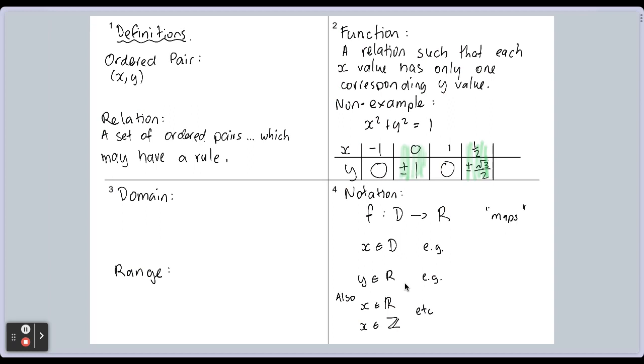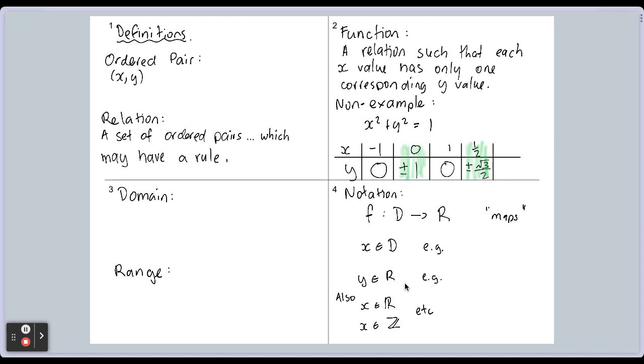Domain. This should be stuff that you're familiar with already. Someone want to give me their definition of a domain? Sunny? Yep, great. All possible x values for a function or for a relation. Yep. Anything like that would be fine to write down.